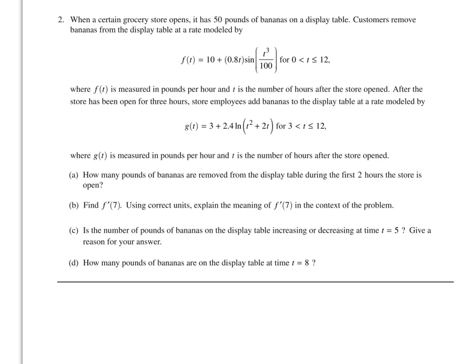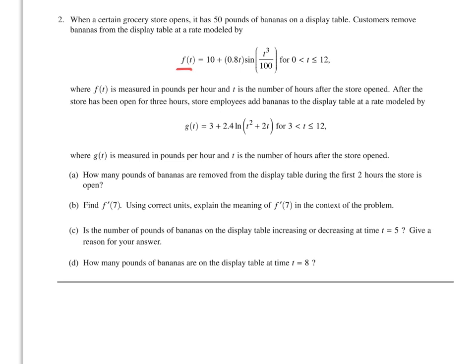Okay, our second FRQ for the week is number 2. It says, when a certain grocery store opens, it has 50 pounds of bananas on a display table. Customers remove bananas from the display table at a rate modeled by F of T right here. So that's our rate of change of the bananas being removed from the table, where F of T is measured in pounds per hour, and T is the number of hours after the store opened.